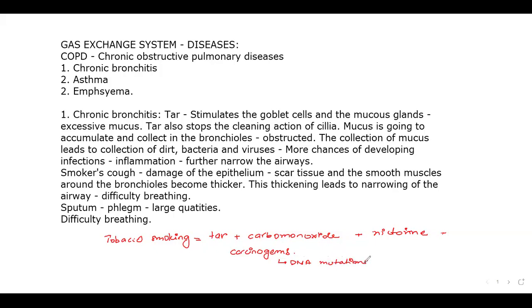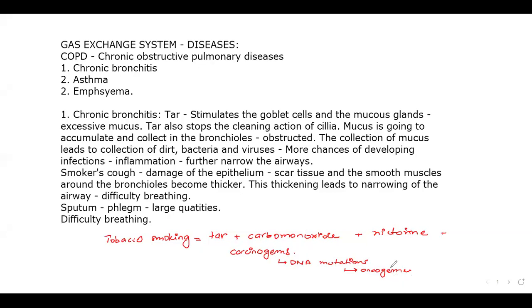Now, those cancer causing genes, we call them oncogenes. Those cancer causing genes are known as oncogenes. Okay. So when these carcinogens lead to DNA mutations, they lead to the activation of your oncogenes, your cancer causing genes.